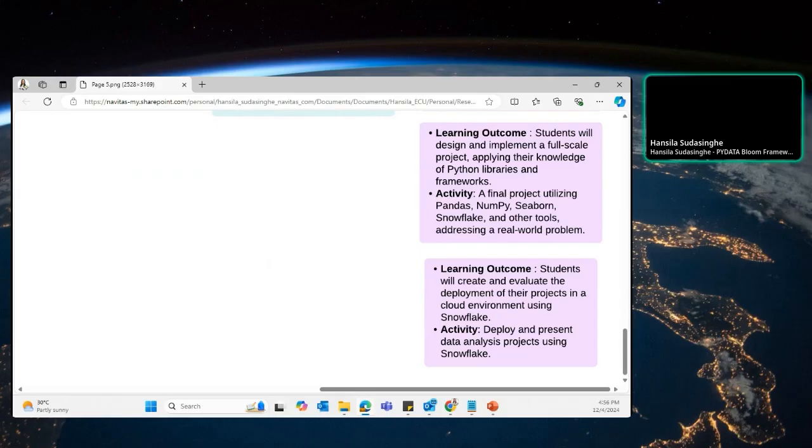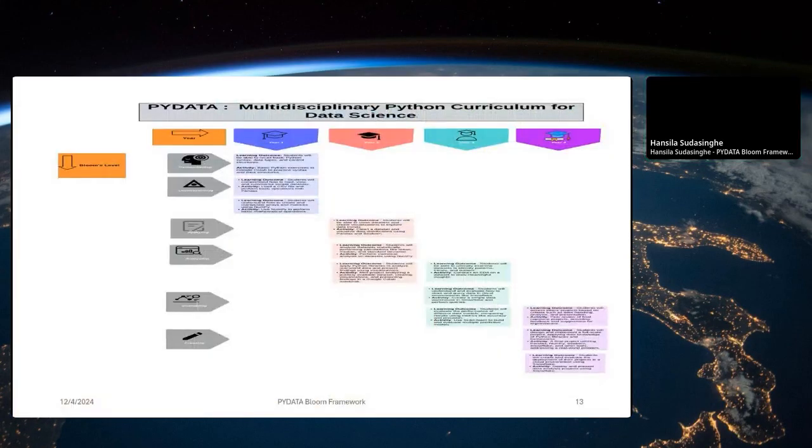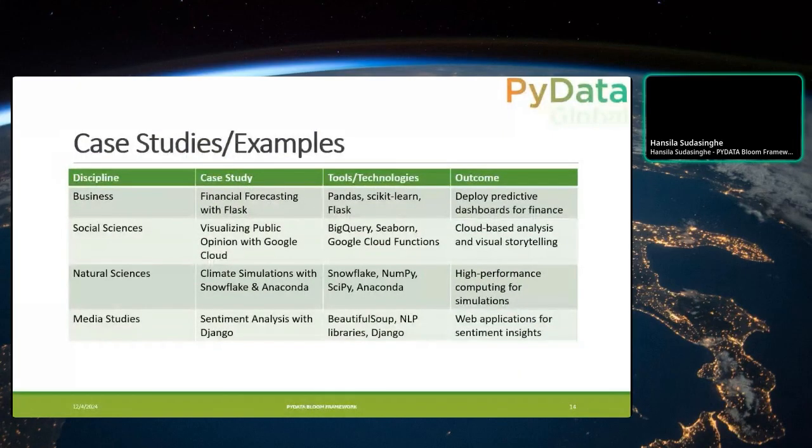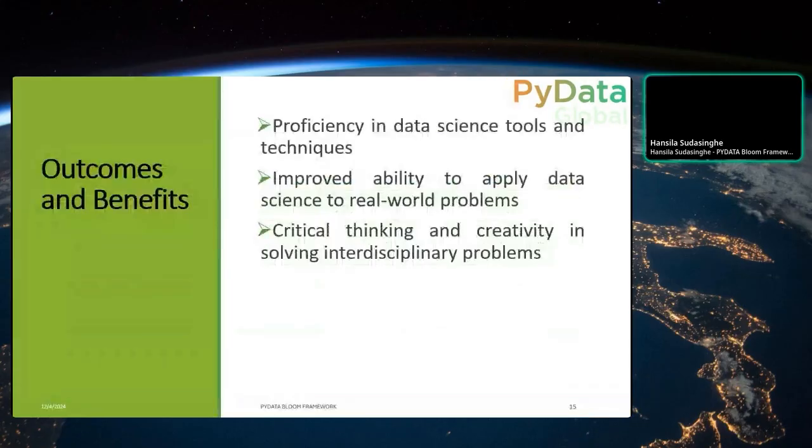I have shared this document with you. If you have any concerns, you can add your feedback. Then, as case studies, for example, we can apply any. We have to identify the student's field and make a small adjustment. For example, in the business field, we can add a case study on financial forecasting; in natural science, climate solutions. So we have to adjust this according to their field, outcome and benefit.